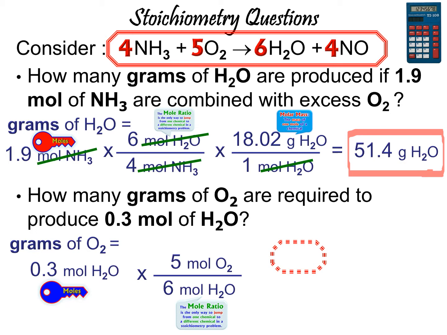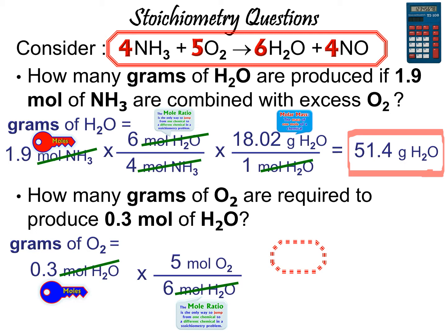Notice if I cancel units, all that we're left with is moles of oxygen. So now we have the moles of the chemical we want in our answer. The only problem is we have to get from moles to grams. So how do you get from moles to grams? Molar mass. What's the molar mass of oxygen?